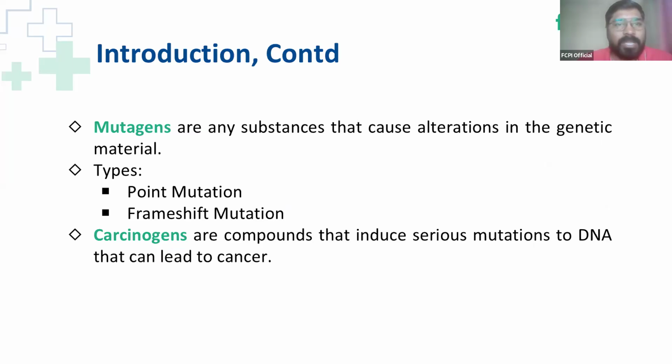Coming to the agents which cause cancer, here we have mainly two categories: mutagens and carcinogens. Mutagens are substances which cause alterations in the genetic material, and there are many types. I have just mentioned a few types, which are point mutation and frame shift mutation. And carcinogens are compounds that induce serious mutations to DNA that can lead to cancer.